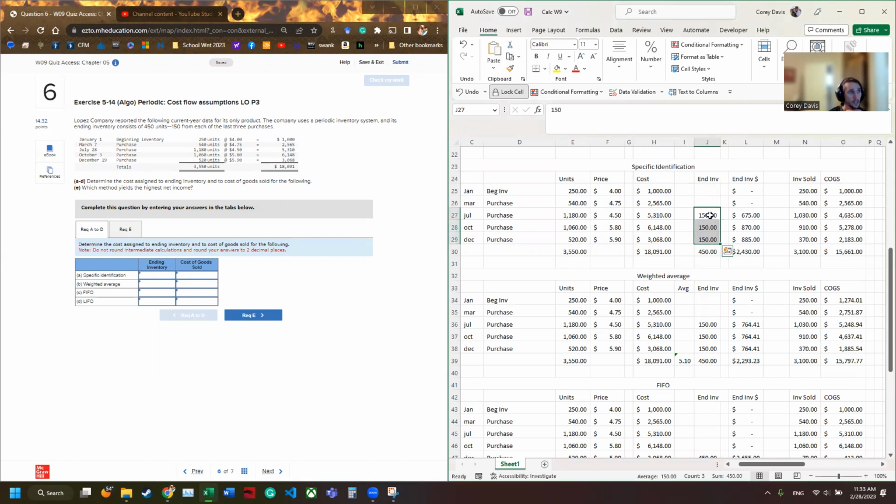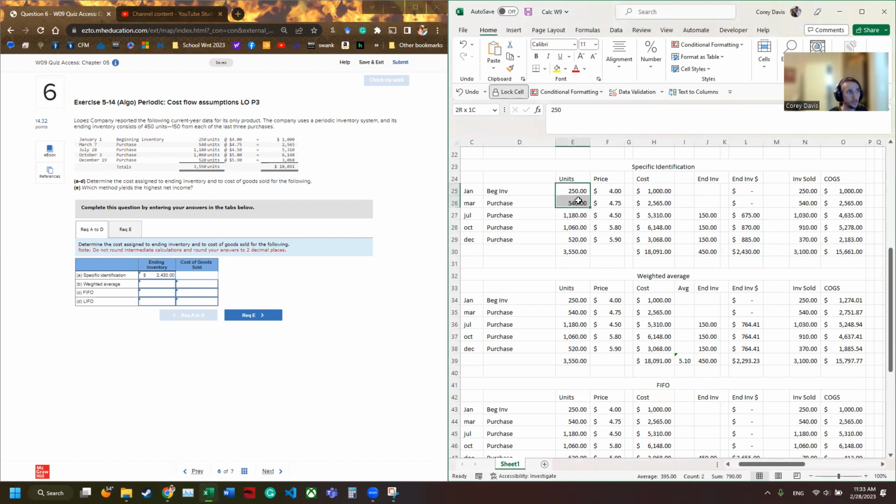Now that 150 is all represented by the price that we paid for it. So 150 times that 450 gives us 675, 870, and 885 for a total of 2,430. And then coming over here to cost of goods sold, all of our inventories from these three things, right?